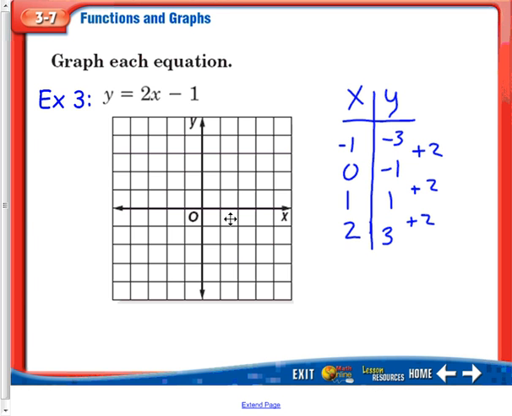I would like you to maybe think about it. Do you think it's going to go up from left to right, or is it going to go down from left to right? Again, remember what we talked about. Is this a positive or negative number? And that we always read our graphs from left to right. So let's go ahead and graph and find out.